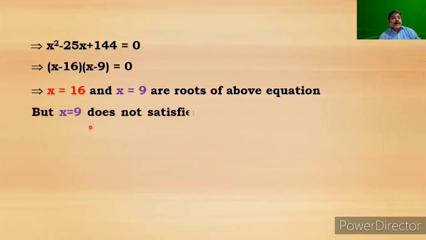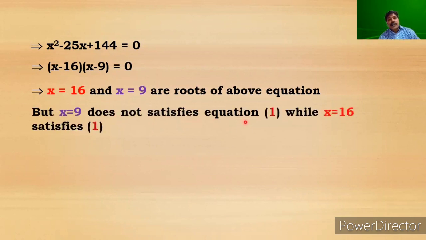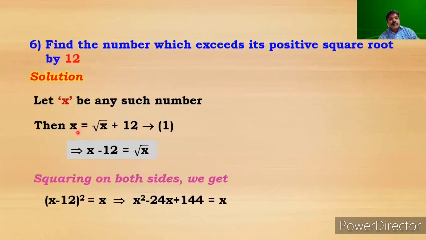But here x is equal to 9 does not satisfy equation 1. Verify this one: substitute x is equal to 9 in equation 1 and tell me the answer. So x equal to 9 does not satisfy equation 1, while x is equal to 16 satisfies equation 1. Why? Because equation 1 is nothing but x is equal to root x plus 12. If x is equal to 9, what happens? 9 is equal to root 9, which is 3, plus 12. So 9 does not equal 3 plus 12, that is 15. So x is equal to 9 does not satisfy equation 1.